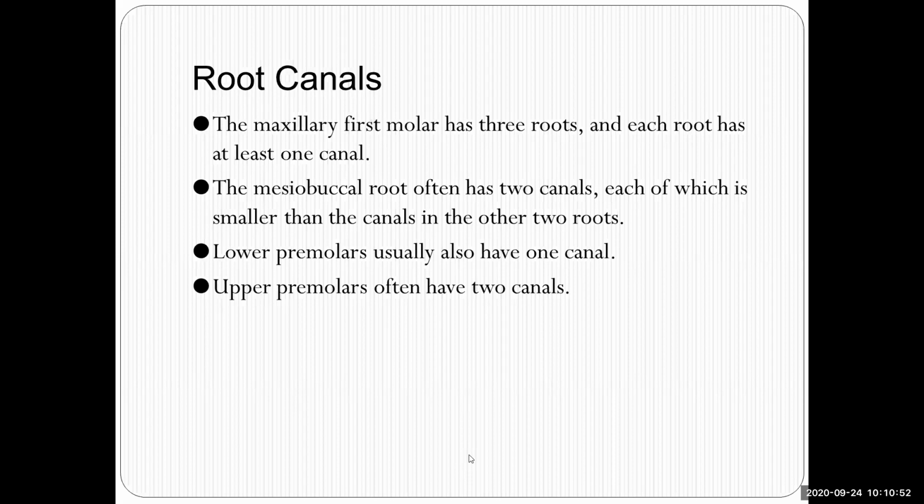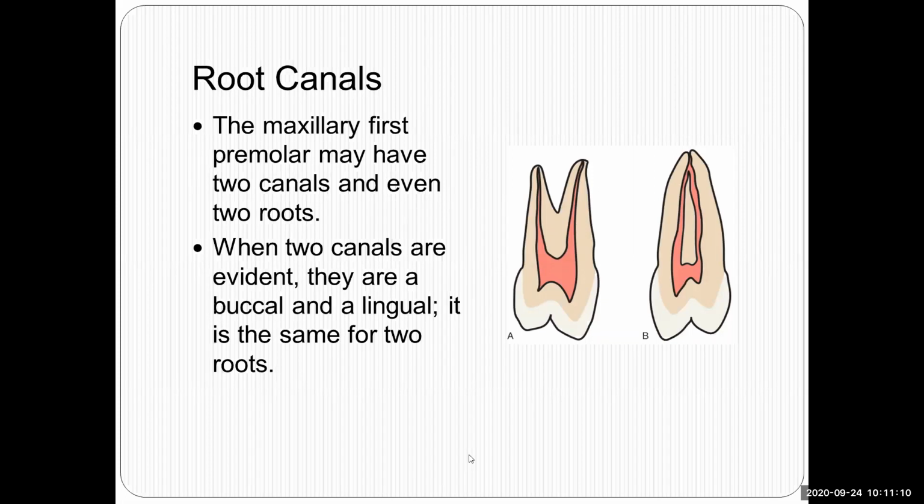Lower mandibular premolars usually have one canal, and maxillary premolars can have two canals. Again, I'm not making you memorize this. This is something that dentists need to know. What I'm going to be more interested in you knowing is the shape of the roots, because that's where your instruments need to go. The maxillary first premolar may have two canals because guess what? They got two roots.